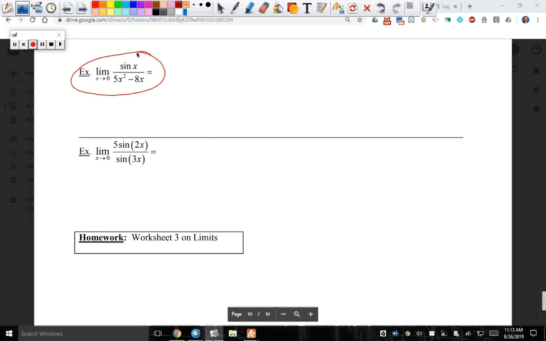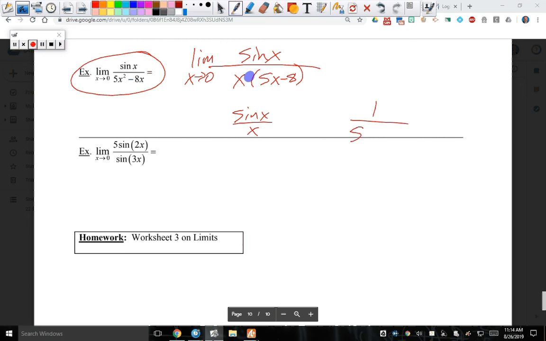What's the strategy? Factor the bottom. This one I will show because we learned it today. So 5x minus 8. Could we break this up into a multiplication of two things? Yeah, you can, because multiplication occurs right here. If you wanted to, you could break this up because the limit of a product is equal to the product of the limits.